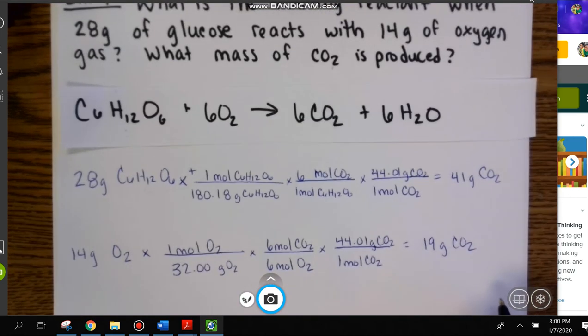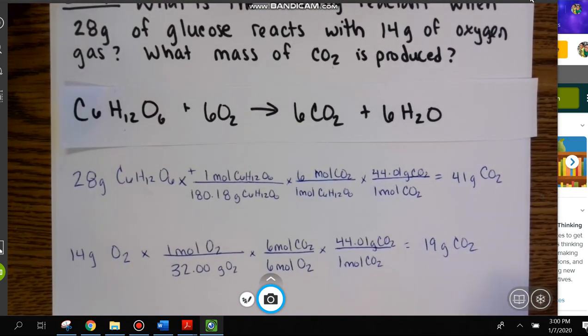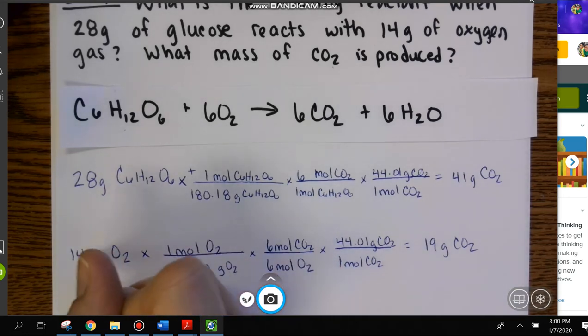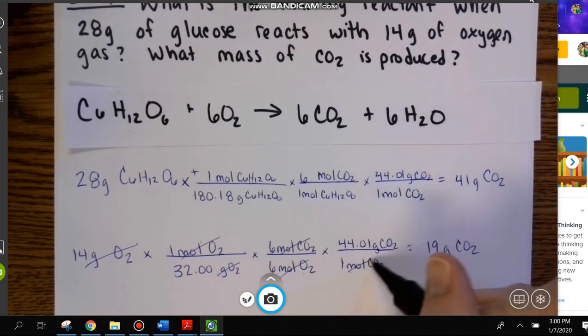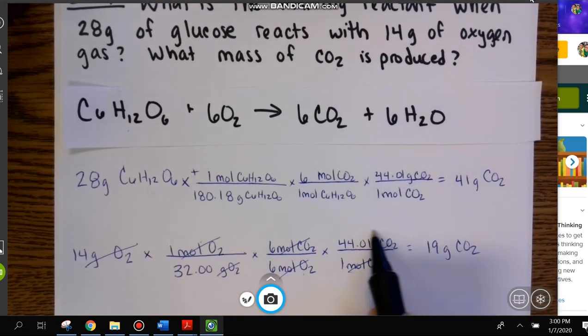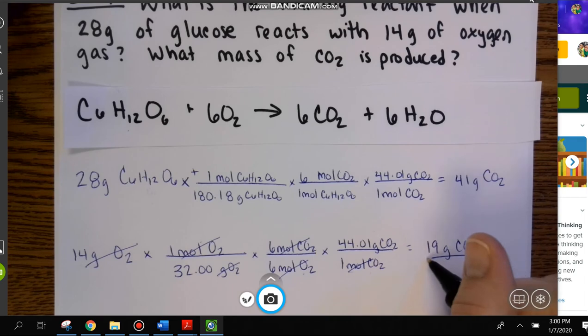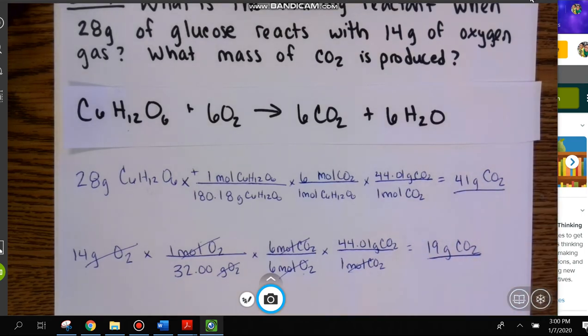I'm going to remind you guys, and I know we've done this before, but I want to show you how we have crossed everything out. We've canceled out our grams of O2 here. Those cancel out because I'm dividing, and then my moles of O2 dividing my moles of CO2. And then the only thing I have left is grams of CO2. That's why I end up here with these things.